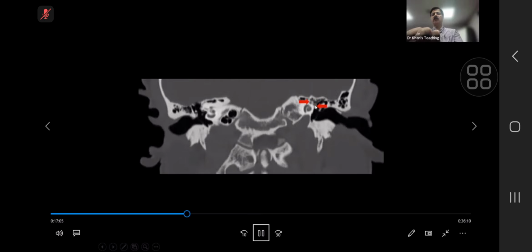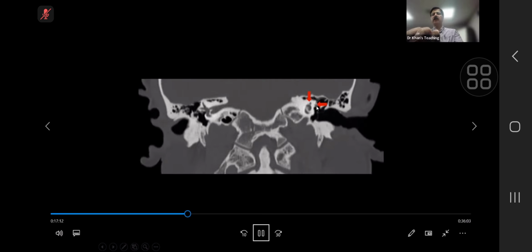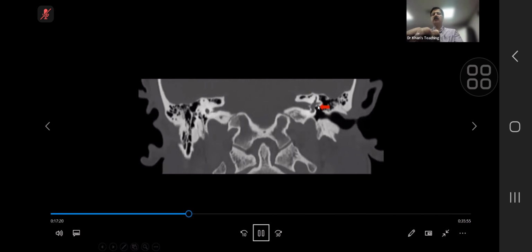Why? Because this is the geniculate ganglion. From the geniculate ganglion, I am going backwards once again, and you can see the two dots. This is the tympanic portion of the facial nerve. It will pass below the lateral semicircular canal. And here it is: this is the lateral semicircular canal, and this is the facial nerve.